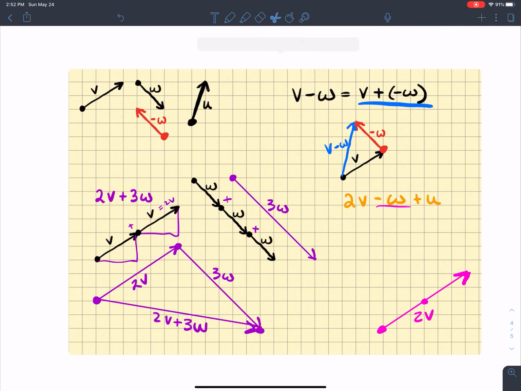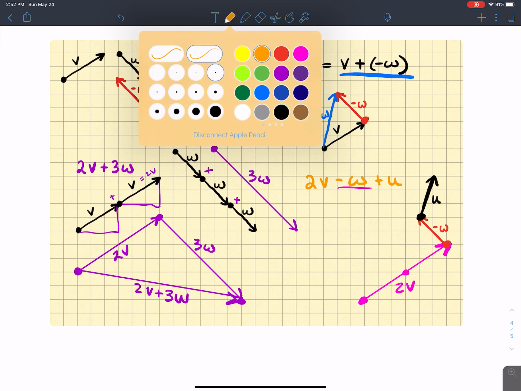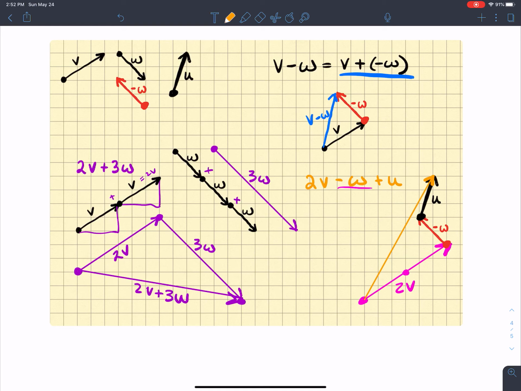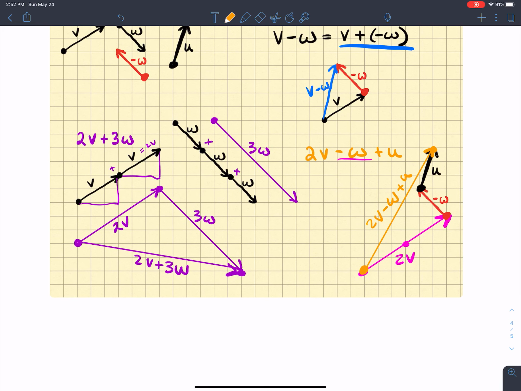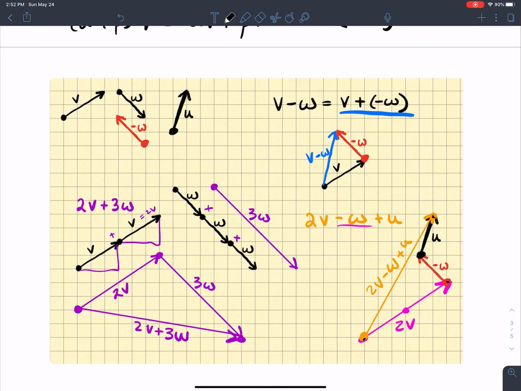So from here to here, and then plus u. Add u to that. That gets me up to right there. So from here to here is my 2v minus w plus u. So we start at the tail and we finish at the head, and then we connect from tail to head until we get to our final destination. And you just count your squares going from there. So that's how you graph vectors.